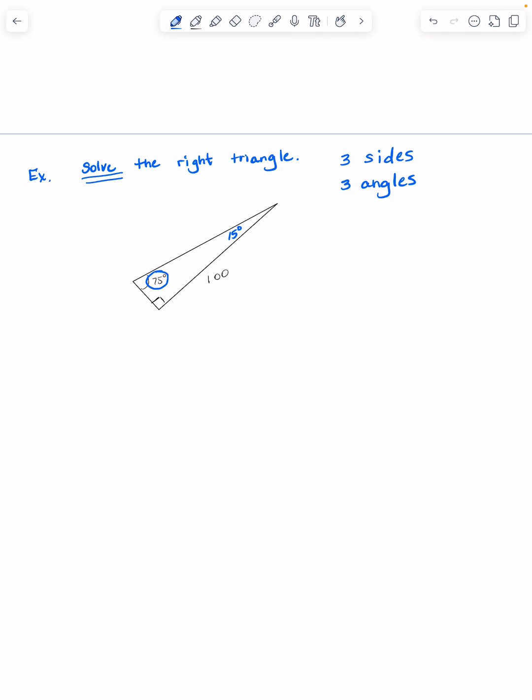Let's call the hypotenuse x. If I'm looking for this, I know that the side they gave me is opposite, and I'm looking for the hypotenuse. So if I have opposite and hypotenuse, what trig ratio do you think about? Well, that's the sine ratio. So I'm going to say that the sine of 75 degrees equals the opposite over that hypotenuse.